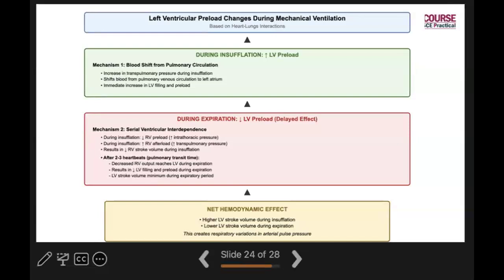At the same time, the parallel ventricular interdependence, between the right ventricle and the left ventricle, is not going to hamper the left ventricular filling because the right ventricle itself is less filled because of the decreased venous return. So overall, during mechanical insufflation, like inspiration, there is going to be an increase in the left ventricular preload because of the squeezing, and during expiration, there is going to be a decrease in the left ventricular preload. Okay.